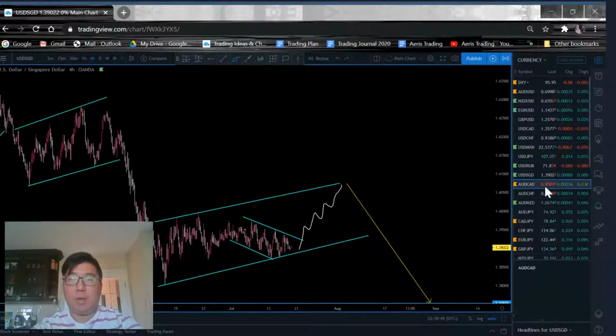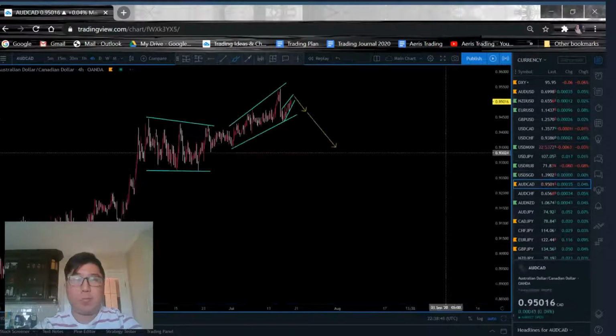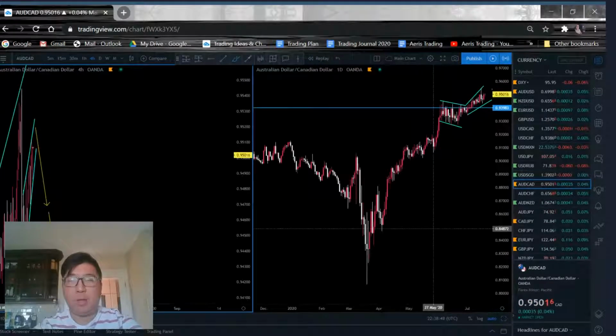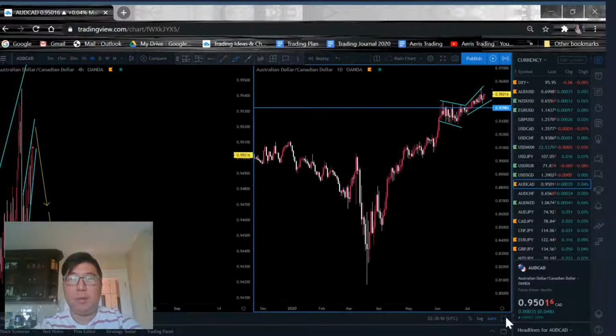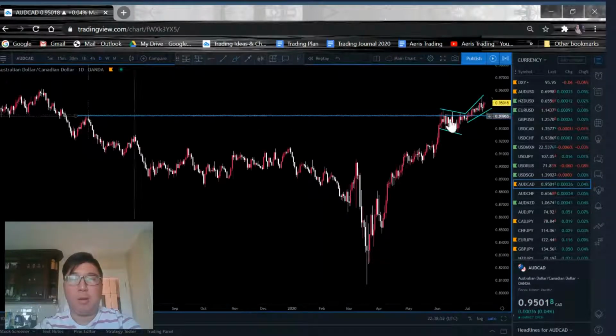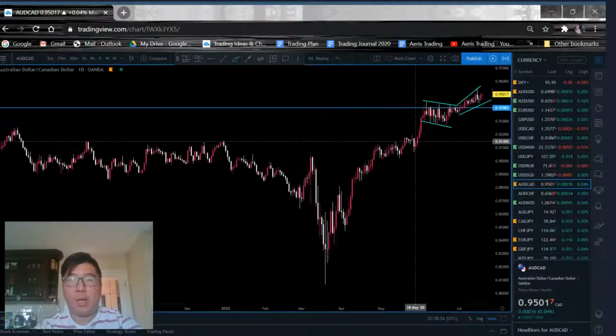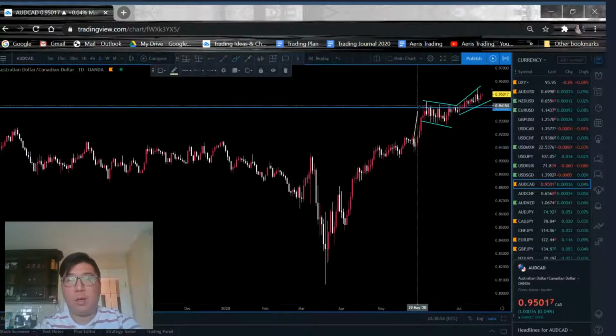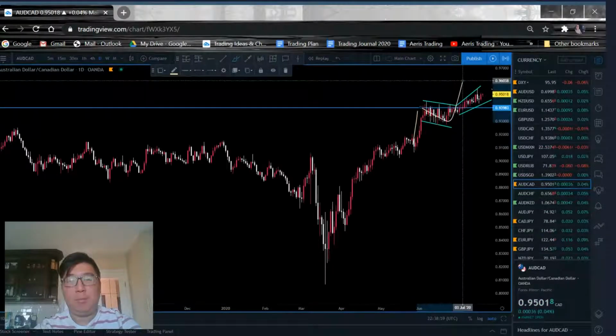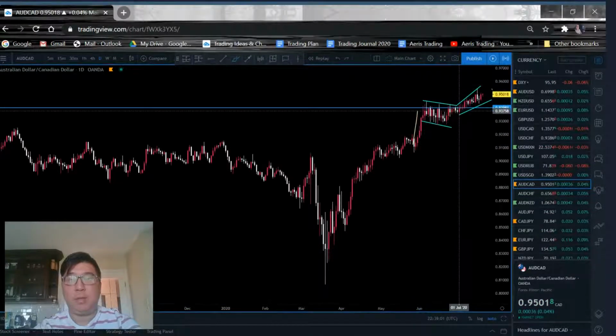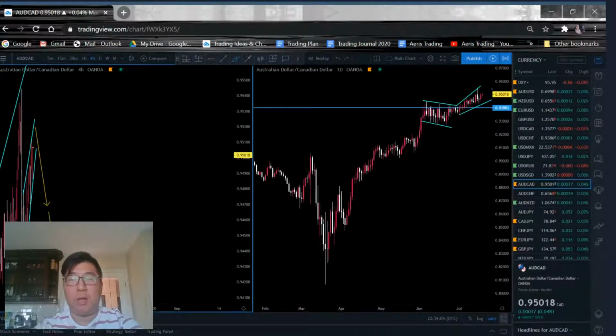Okay, moving on to Aussie CAD. Aussie CAD, if I go on to the higher time frame, potential a double top right here I'm seeing. This is also where price had an impulse move, had a correction, but failed to have an impulsive move. Okay, instead it's a corrective kind of structure developed. Let me show you that in the intraday charts.